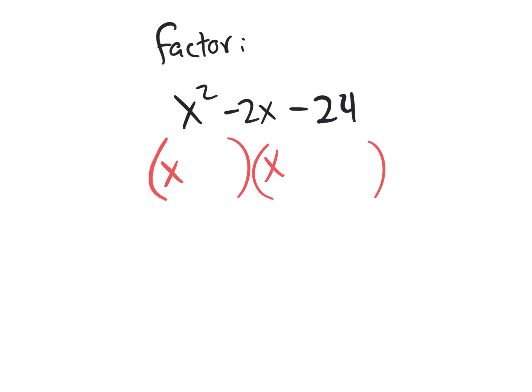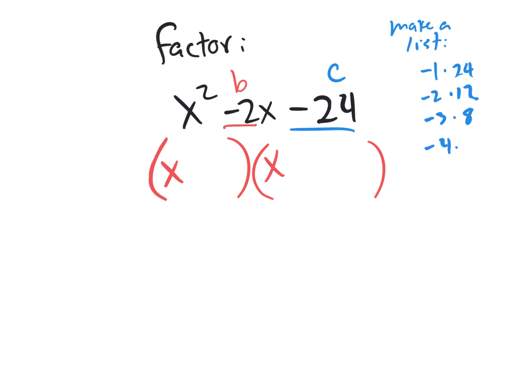And then you think what times what is the c value, negative 24, that if you combine together is the b value, the minus 2. So I always say make a list of the multiples of the c value of negative 24. I always start with the number 1 or negative 1. Negative 1 times what is negative 24? Negative 1 times 24. Negative 2 times what? Negative 2 times 12. How about negative 3? Negative 3 times 8. Negative 4 times 6. And if you don't know, use a calculator.